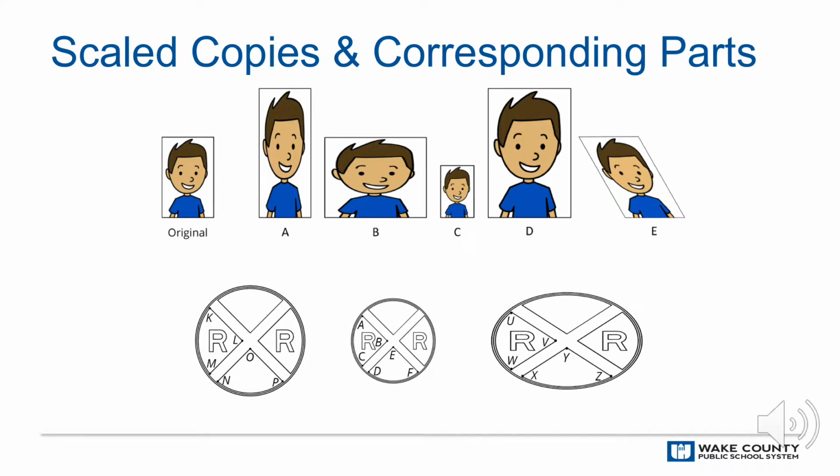Students also begin to describe the numerical relationship between the corresponding length in two figures using a scale factor. They see that when two figures are scaled copies of one another, the same scale factor relates their corresponding lengths. In scaled copies, the corresponding parts are increased or decreased using the same scale factor. If an image is not increased or decreased on all dimensions, it is not a scaled copy of the original.